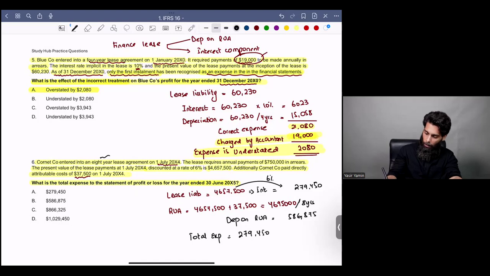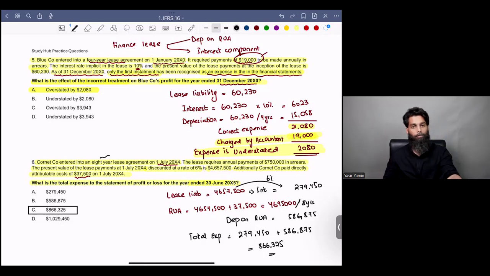What should be the total expense to be charged in our P&L? 279,450 plus 586,875. What should be the total, guys? It should be 866,325. And therefore, your answer should be C. Correct?